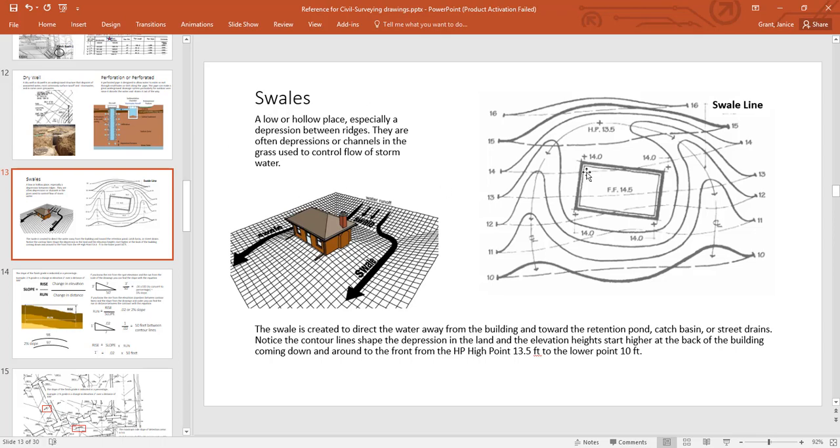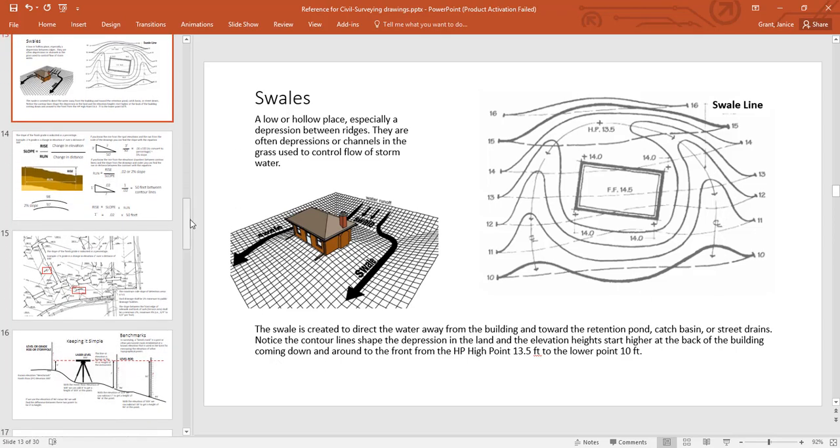Here's the swale. A swale is really a part of the land that is sloping down and away from the building. So you'll see the lines will kind of curve in, but you can see there's the high point and then the low point, so that you can see the arrows kind of sloping down the water. So when you look at a site plan, when you look at the contours, you can kind of get a feel for how the land is laid out.